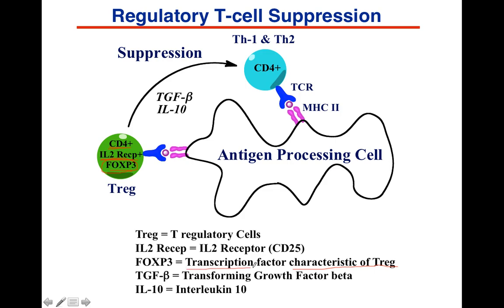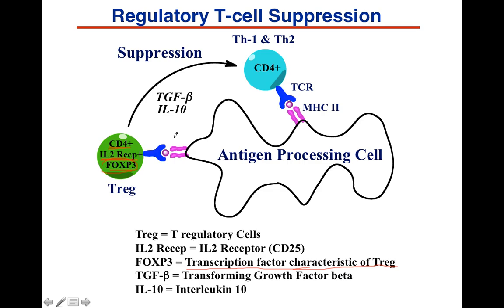And so you don't find this elsewhere. If I have a bunch of T cells and I want to know the percentage of T regulatory cells among them, I would look for the expression of FOXP3, because neither CD4s, what we consider our helper cells, Th cells, nor cytotoxic T lymphocytes express this transcription factor.